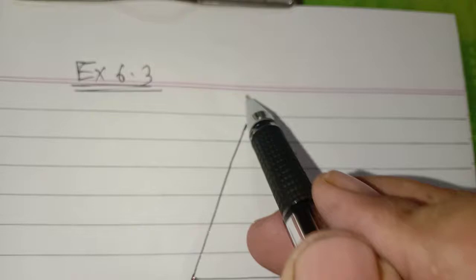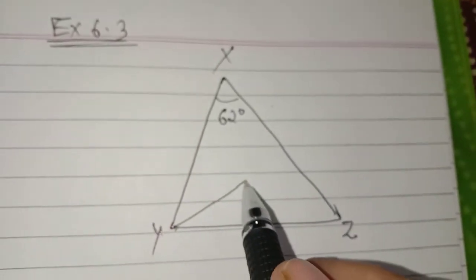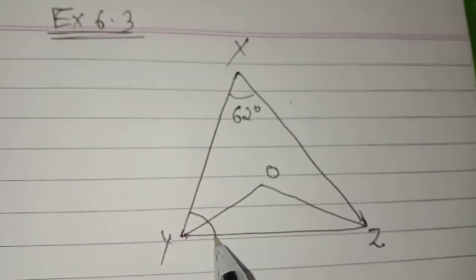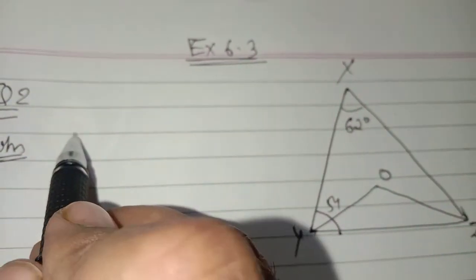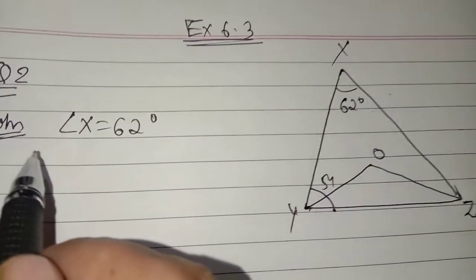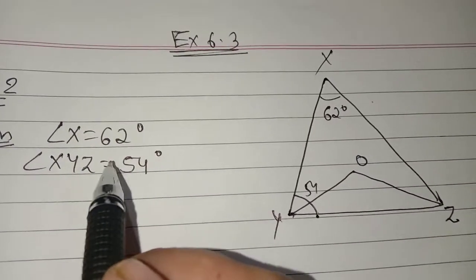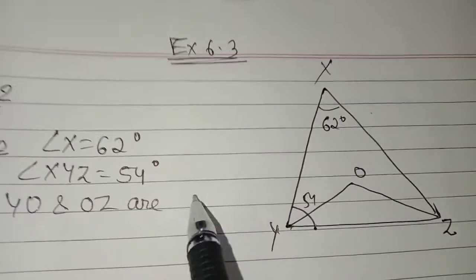It is X, Y, Z. Angle X is given as 62 degrees and YO and OZ are the bisectors, and the total value of angle XYZ is given as 54. So write down the given part in the solution. What is given? Angle X is equal to 62 degrees as well as angle XYZ is equal to 54. We have to find, see, YO and OZ are bisectors.